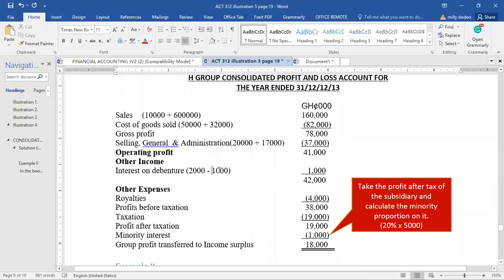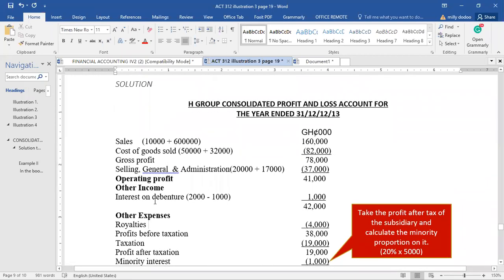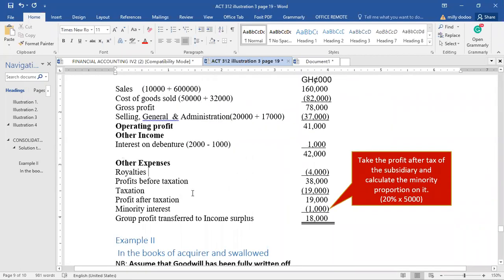But this 1,000 that is coming from S amounted to an intragroup balance or intragroup transaction, which must be eliminated on the face of the account. I get in the scenario. Good. Then I come to my other expenses. They have not told me any notes concerning the other expenses. So my royalties of 4,000 still holds.